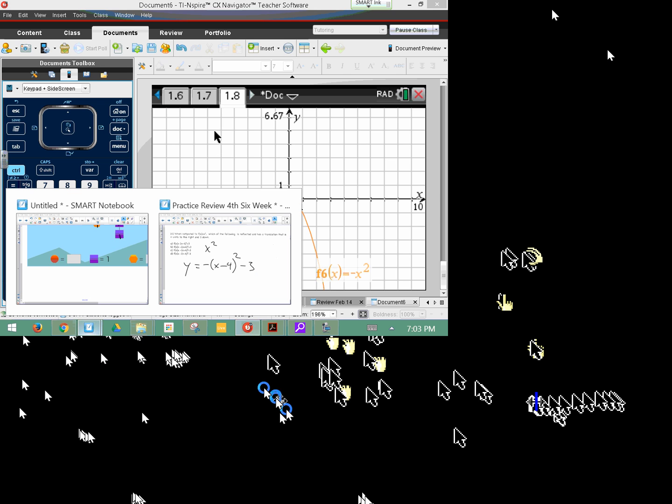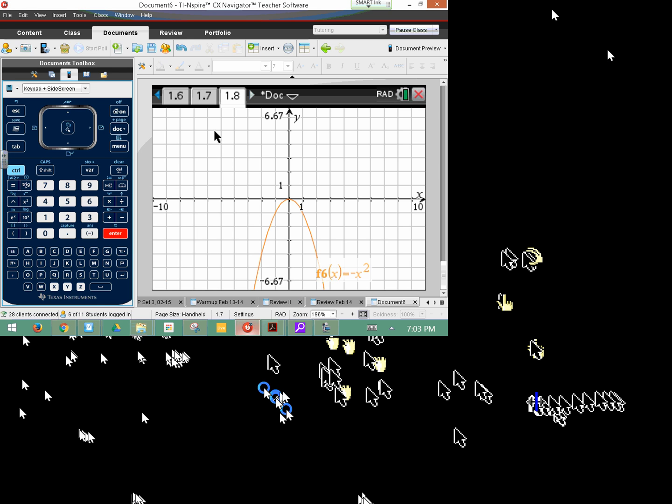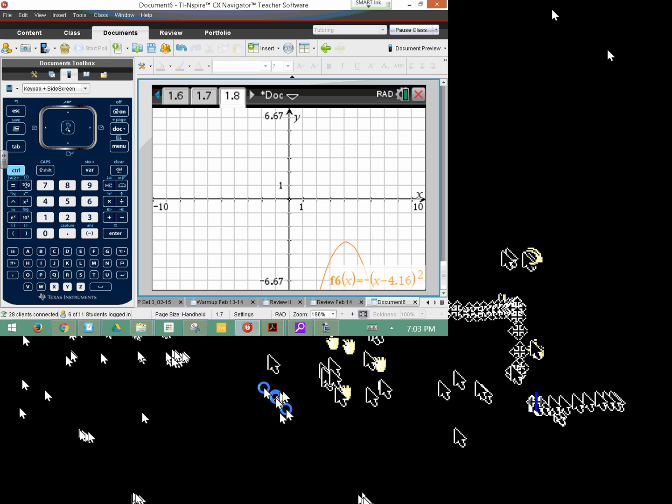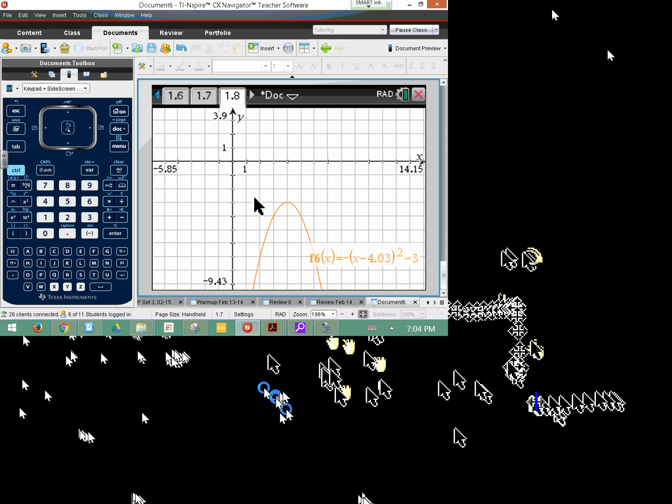It says I reflect it, 4 units to the right and 3 down. Okay? 4 units to the right, and then 3 down. So I didn't move it down exactly. That's pretty close. So look at that. You can almost see it there. Yeah. 4 units to the right and 3 down. So that's what it looks like.